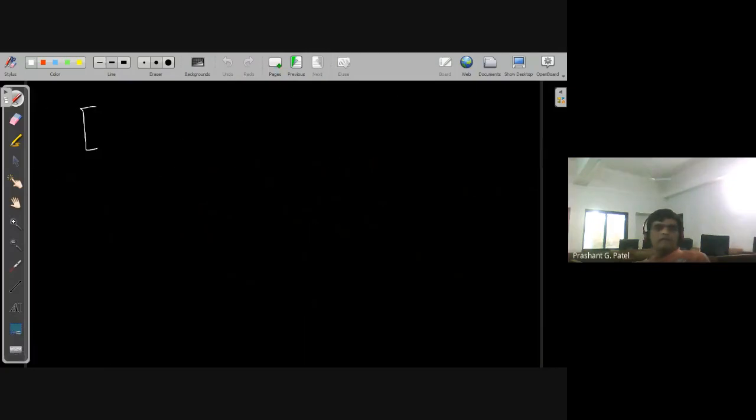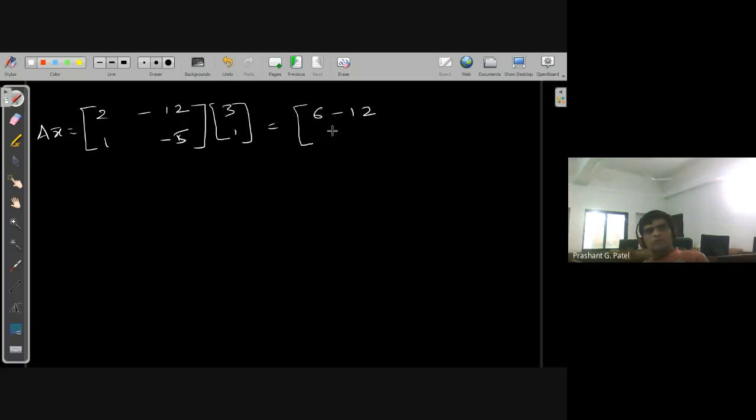We have A is [2, -12; 1, -5]. So we're calculating Ax bar, where x bar is (3, 1). So this will give me 2 3s are 6 minus 12, 3 minus 5. So this will give me (-6, -2). This is A into X bar.